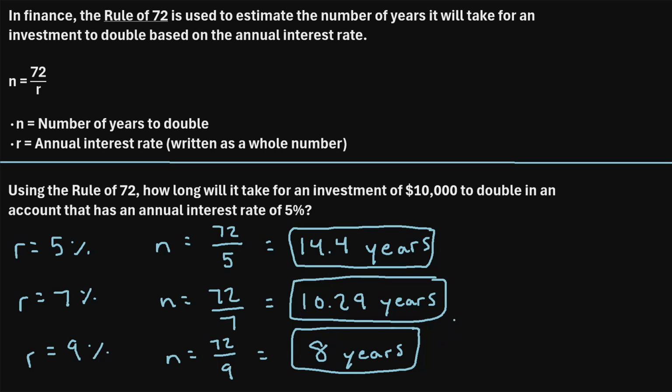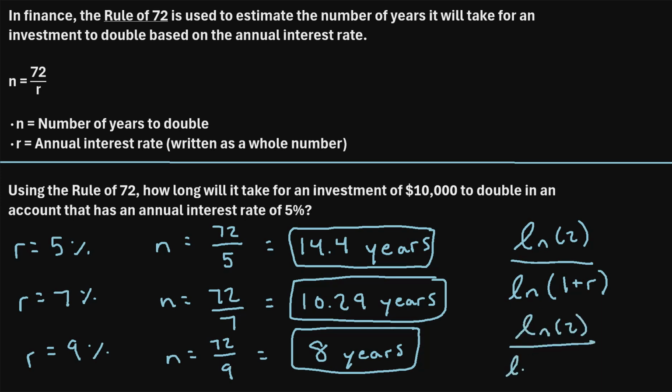Now, it's worth noting that there is a formula that you can use to find the exact amount of time that it takes for an investment to double. So remember, the rule of 72 is just a rough rule of thumb, but the formula that you can use to find the exact amount of time it takes to double is this: the natural log of 2 divided by the natural log of 1 plus R, where R is the annual interest rate written as a decimal. So for example, if the annual interest rate is 5%, this formula says do the natural log of 2 divided by the natural log of 1 plus 0.05, so that would be 1.05.